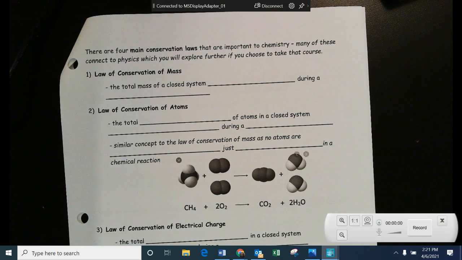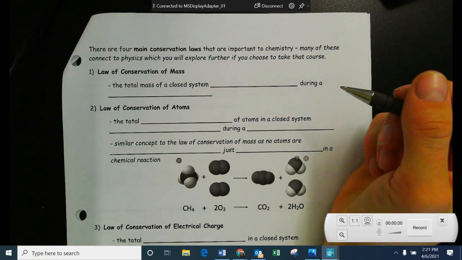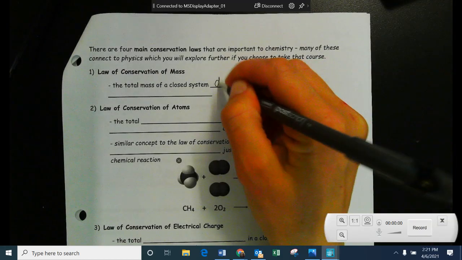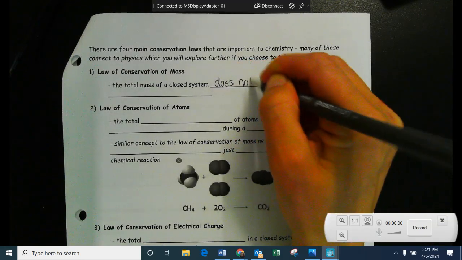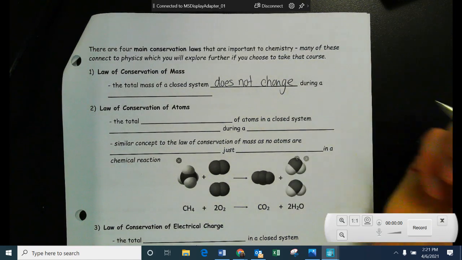Okay. So the law of conservation of mass, it smells so much like sugar in here now. The law of conservation of mass: the total mass of a closed system does not change during a chemical reaction.